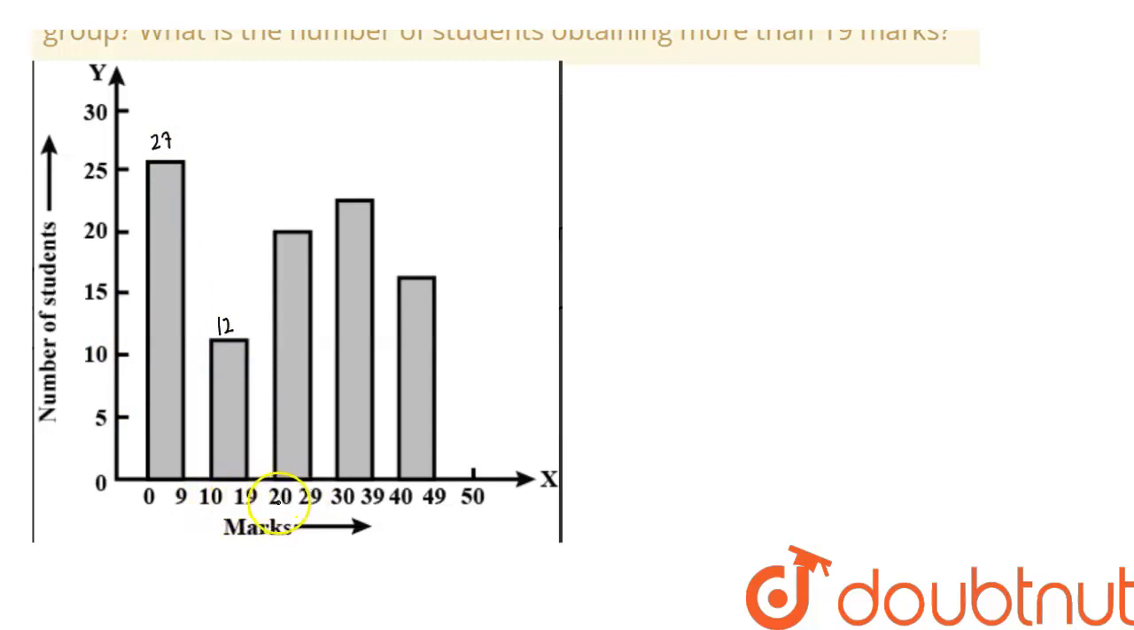Similarly, if we consider the range of marks from 20 to 29, then there are exactly 20 students who have got marks in this range. And in the range from 30 to 39, there are 24 students. And at last, in the range from 40 to 49, we have 17 students who have got the marks in this range. Now let us move to the question.